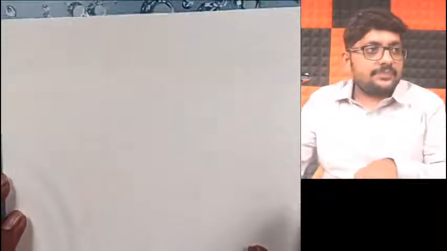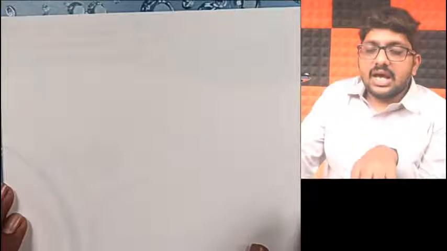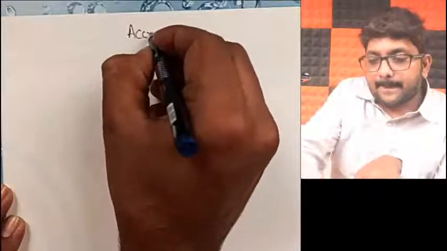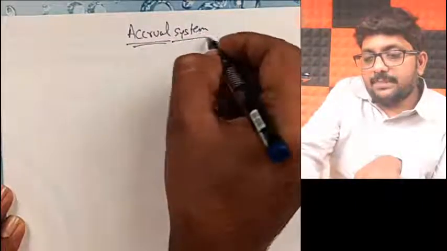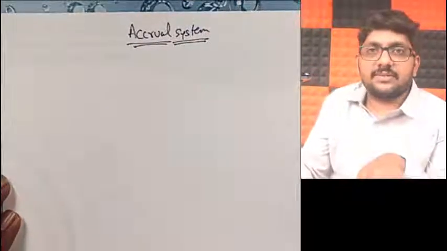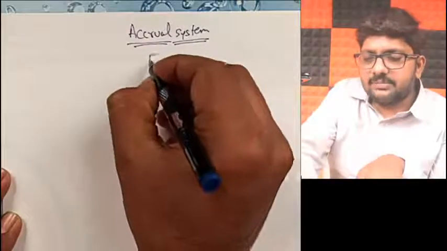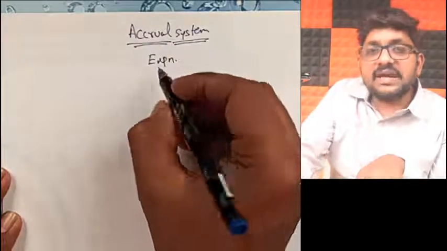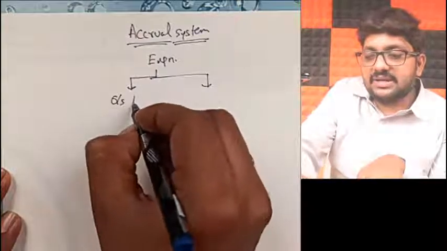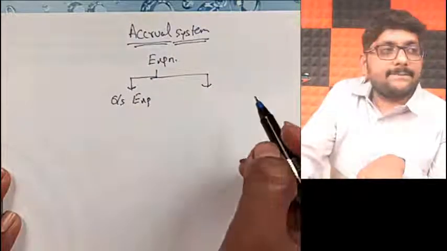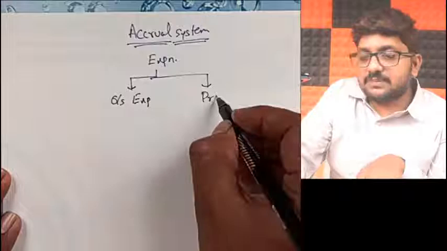Okay, chalo, have a look at this. Now, when it comes to the accrual system, how do we prepare ledgers for expenses and incomes? Very simple. When it comes to expenses, both outstanding expense may also be there, as well as prepaid expense may also be there.